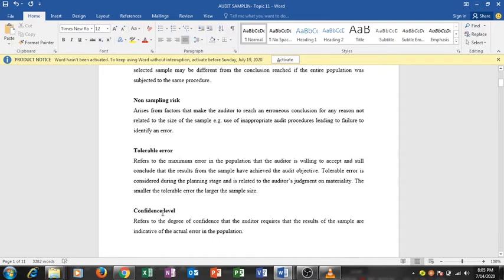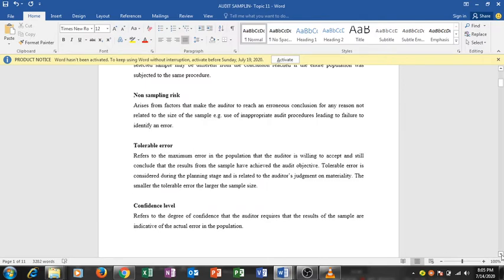Then we have the confidence level, which refers to the degree of confidence that the auditor requires that the results of the sample are indicative of the actual error in the population.